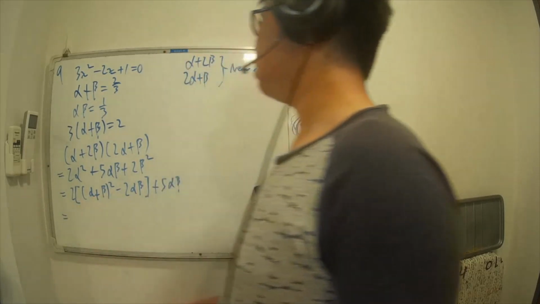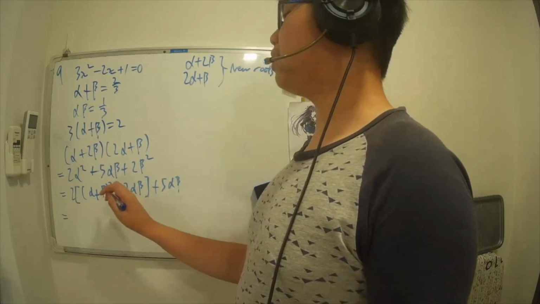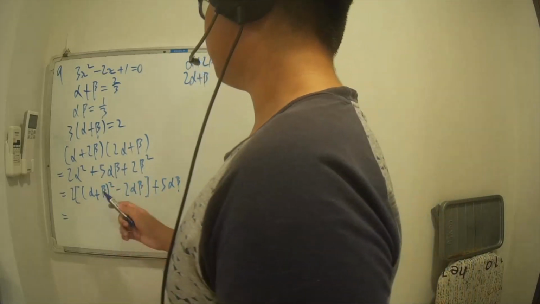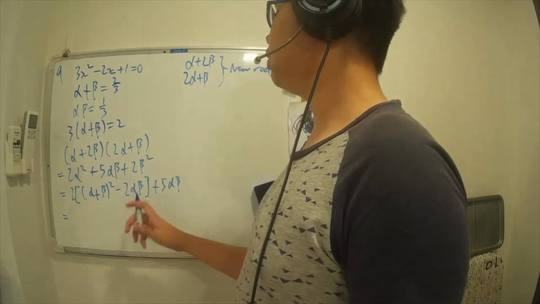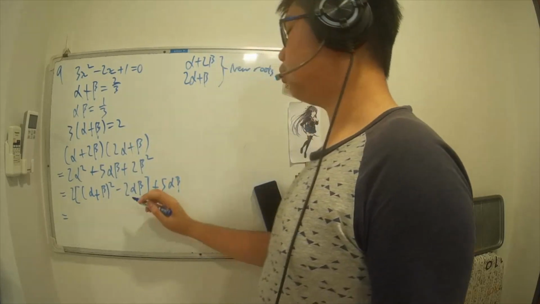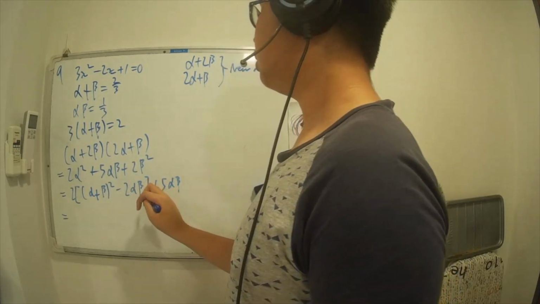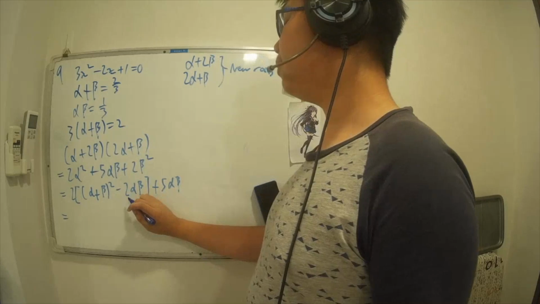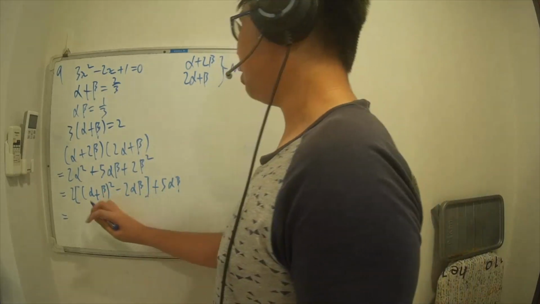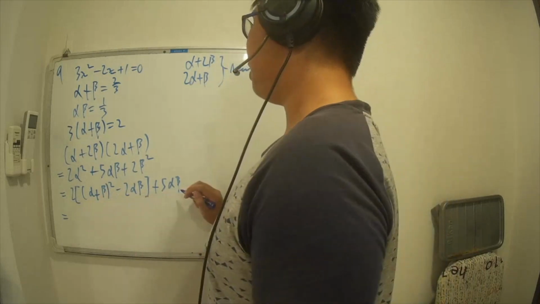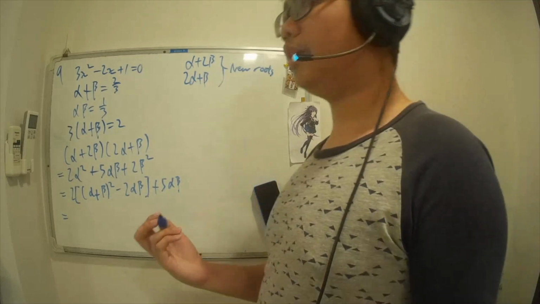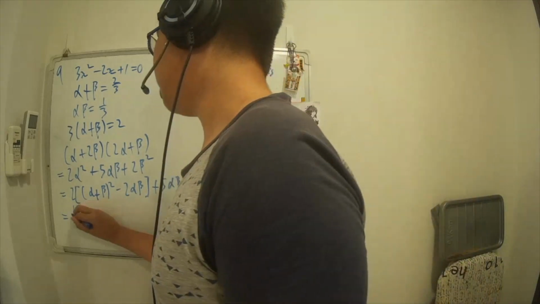Okay, so let's do this. Alpha plus beta squared is 4 over 9 minus the 2 alpha beta, which is 2 over 3, right? So 4 over 9 minus 2 over 3, that's negative 2 over 9. Negative 4 over 9 plus the 5 alpha beta, that's 15 over 9. So this is 11 over 9.